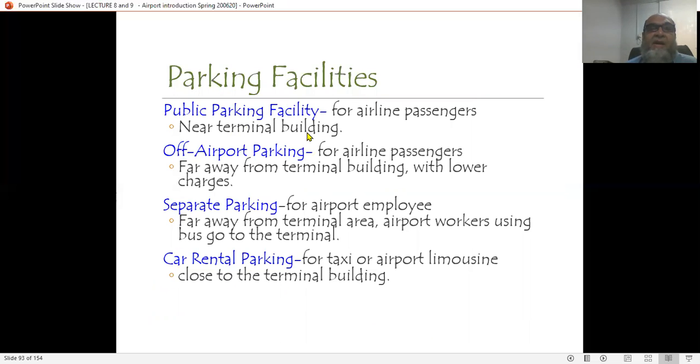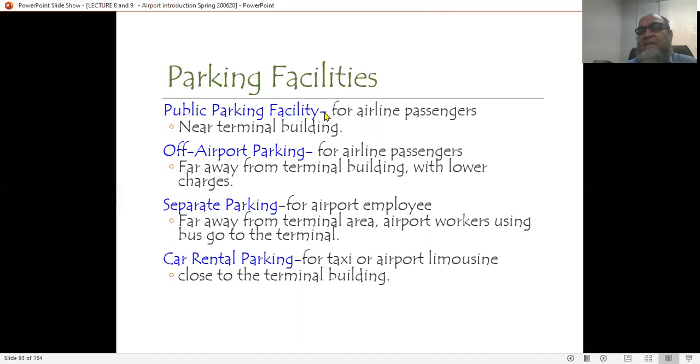You must not forget that a terminal building must have adequate parking facilities. Public parking for airline passengers should be nearer to the terminal building. Off-airport parking for airline passengers is far away from the terminal with lower charges. Separate parking for airport employees is far away from the terminal area, with airport workers using a bus to go to the terminal. And car rental parking for taxis or airport limousines is close to the terminal building. So all of these are designed to facilitate the passengers.